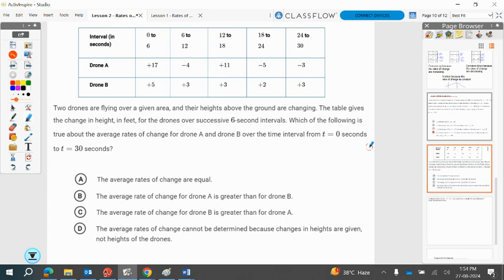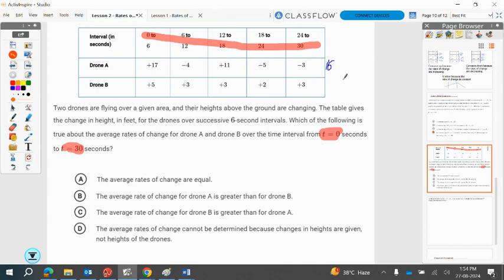So we need to work out what the average rate of change is on the interval given. That interval is 0 to 30, so that's from here to here. We have to sum all of these up. So 17 minus 4 plus 11 minus 5 is going to give us 16. So it has an average rate of change of 16. For B, 5 plus 3 is 8, 11, yeah, this one's 16 as well. That means the average rates of change are equal.